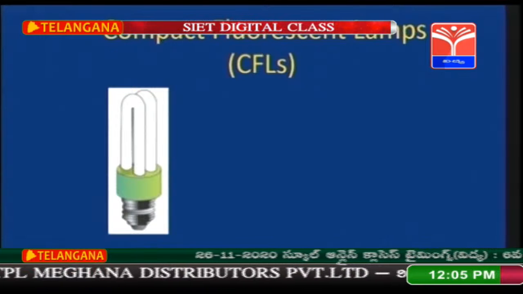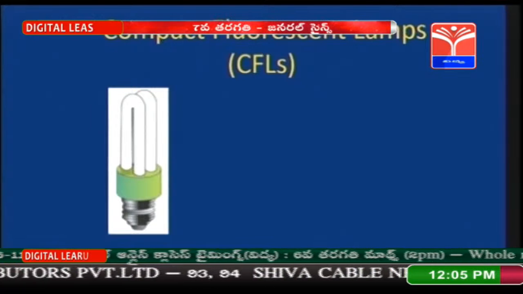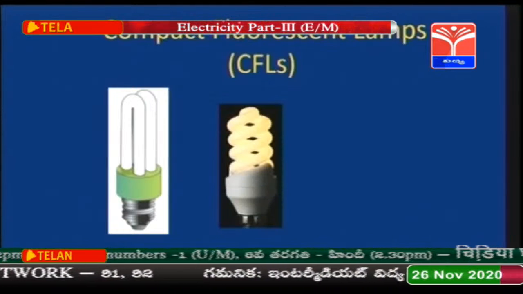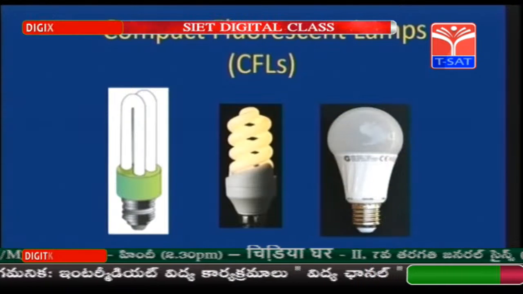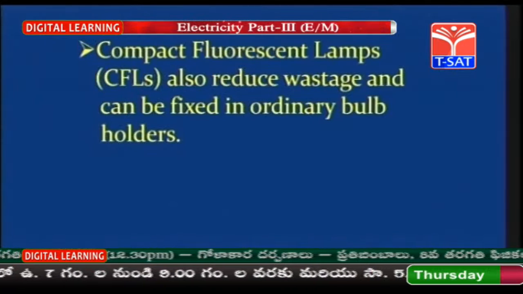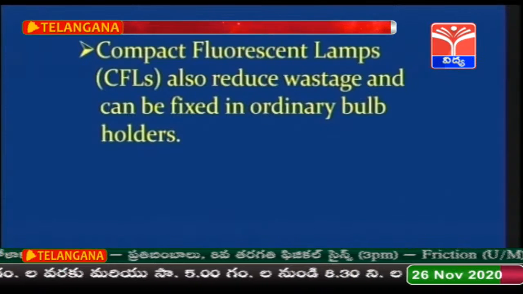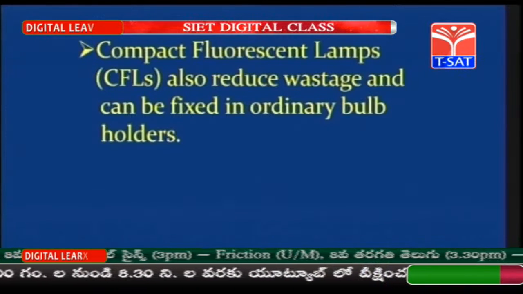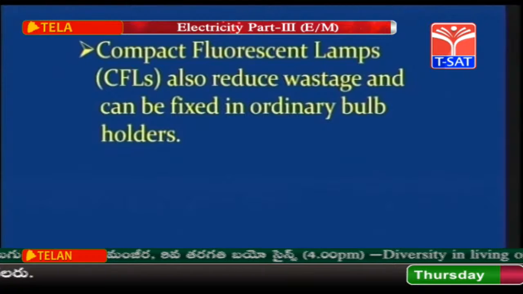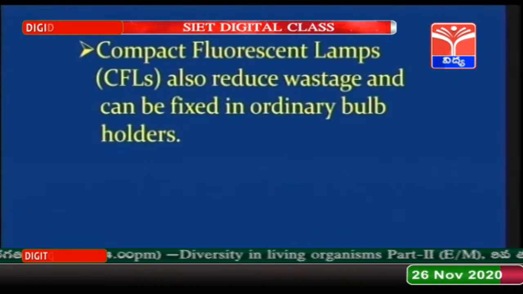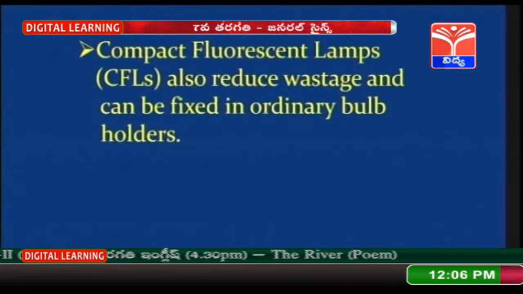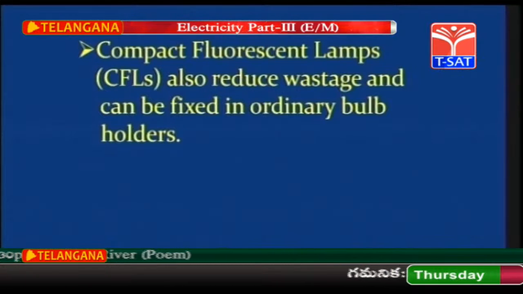Now can you look here? It is a CFL bulb. Normally we are using it at our homes. It is also another type of CFL bulb. Nowadays we are getting CFL bulbs like this. Now compact fluorescent lamps also reduce wastage and can be fixed in ordinary bulb holders. There won't be any separate place needed for these fluorescent bulbs. Our ordinary bulb holders can accommodate these CFL bulbs. That means we can replace our bulbs with CFL bulbs.